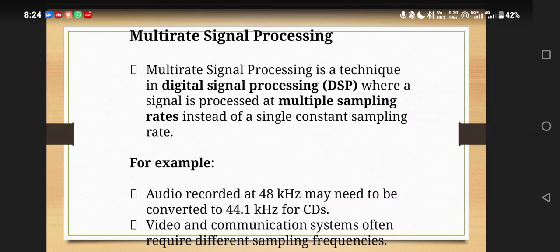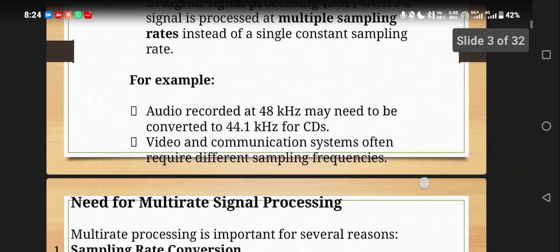Multi-rate signal processing is a technique in DSP where a signal is processed at multiple sampling rates instead of a single constant sampling rate. For example, if your audio is recorded at 48 kHz, it may need to be converted to 44.1 kHz for CDs. Video and communication systems often request different sampling frequencies.